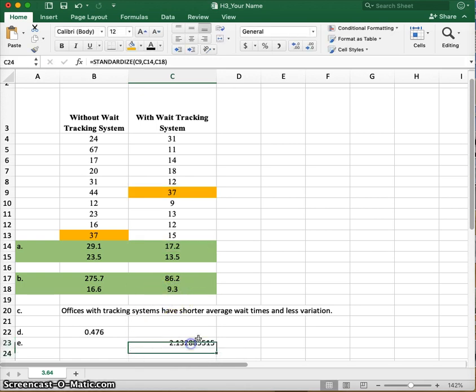Okay, so I can see that my z-score in this case is 2.13 standard deviations from the mean. So what that means is you're much more likely to wait 37 minutes without a tracking system than you are to wait 37 minutes with a tracking system, because this 37 minutes is 2 entire standard deviations from the mean, whereas this 37 minutes is only a half a standard deviation from the mean. That's what a z-score tells you. Okay, so if you can do that, you should be able to do your homework.